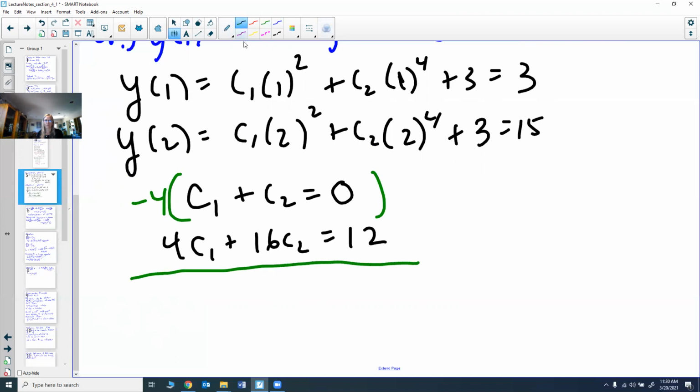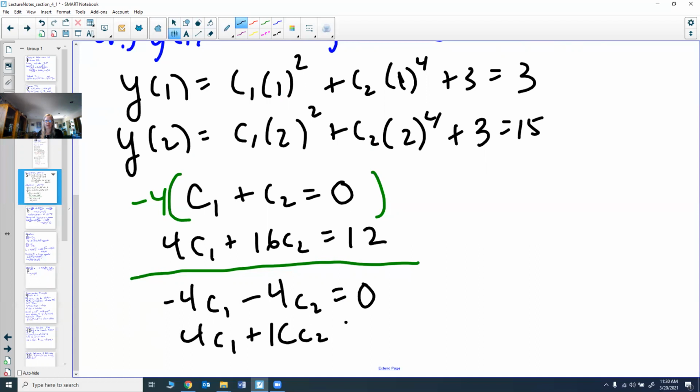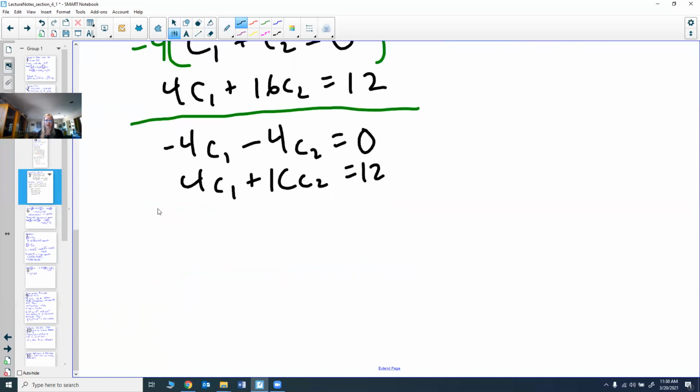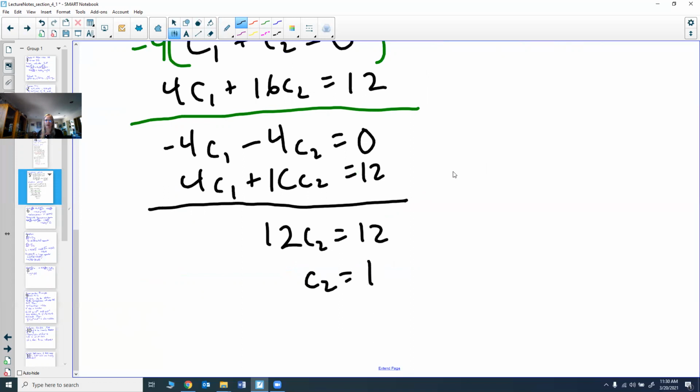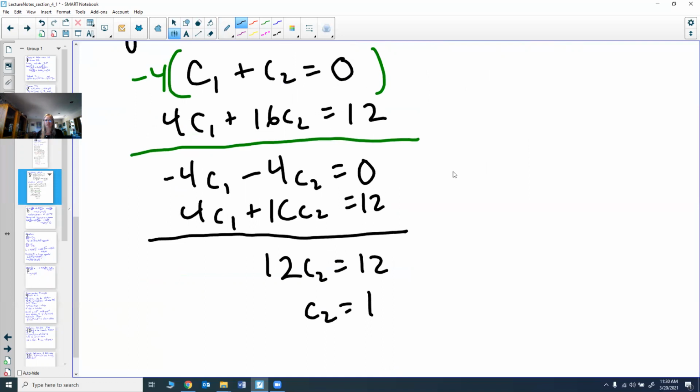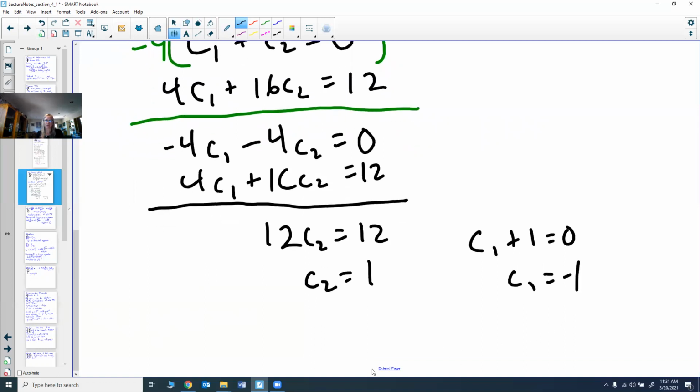I will have -4c1 minus 4c2 equals 0, and 4c1 plus 16c2 equals 12. Add these together. This is 12c2 equals 12. So c2 equals 1. And if c2 equals 1, going back to the first equation, c1 plus 1 equals 0. So c1 equals -1.